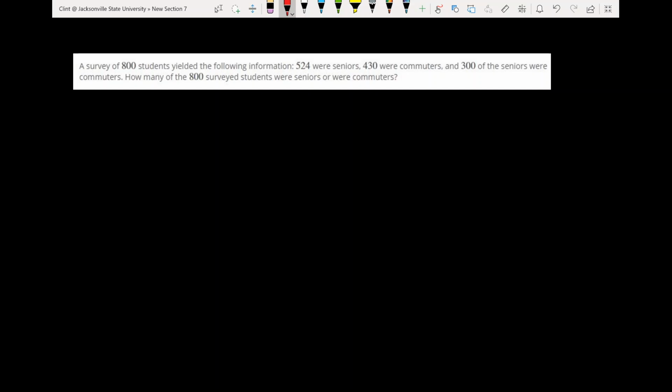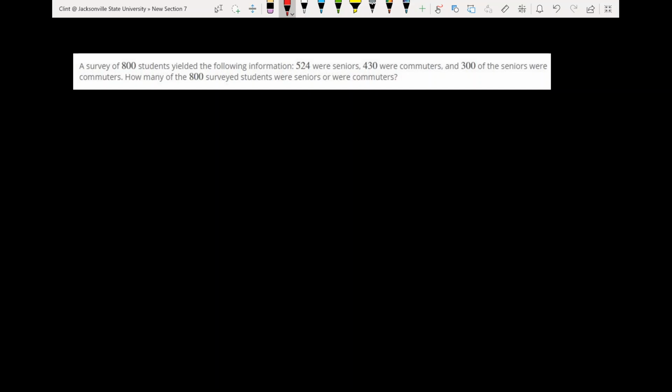Okay, so let's look at this first example. So it says a survey of 800 students yielded the following information. 524 were seniors, 430 were commuters, and 300 of the seniors were also commuters. How many of the 800 surveyed students were seniors or were commuters? Okay, this one's a little deceptively tricky. It doesn't sound that difficult, but if you're not really careful, you get messed up.